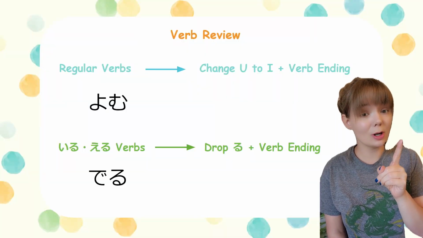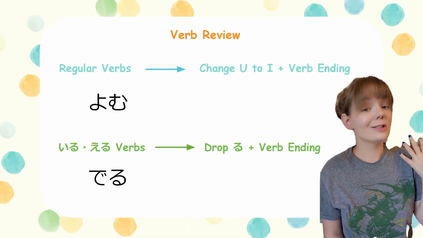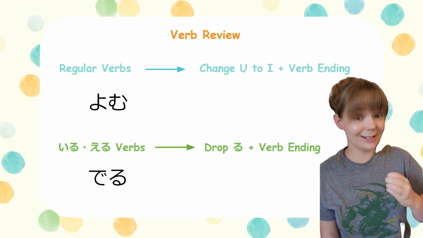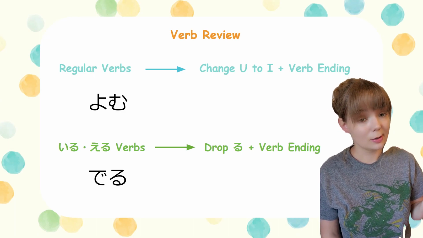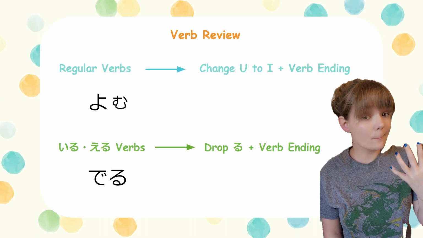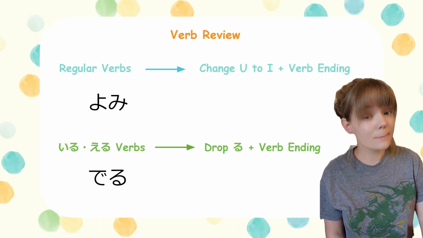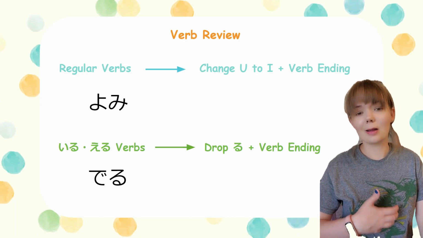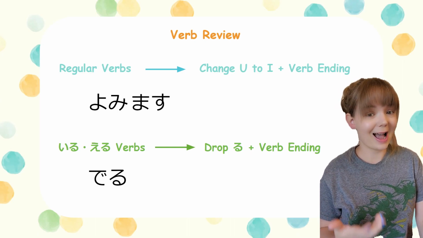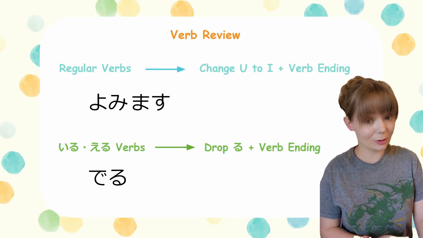First up, let's do a review of the verbs that you've learned so far. To change a regular verb, we're going to take that u, change it to an i, and then add our verb ending. So we have yomu, which is to read. We're going to change that mu to a mi, yomi, and then add whatever verb ending you want. Yomimasu, I read.